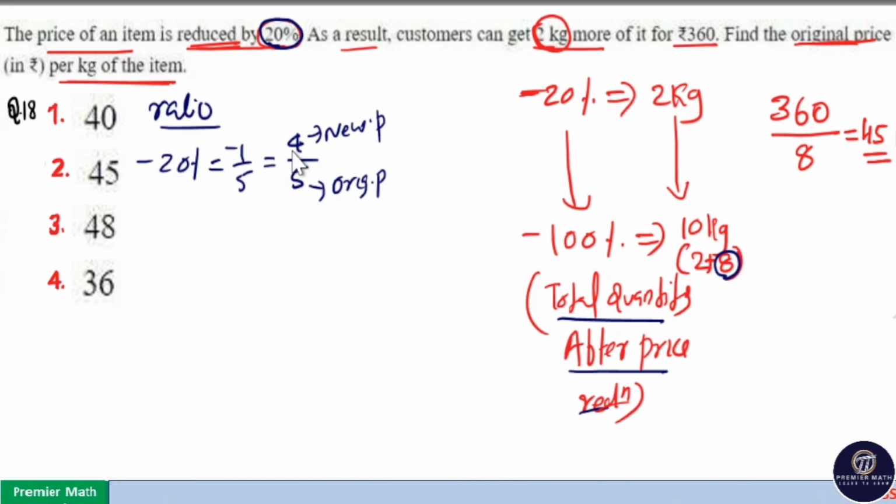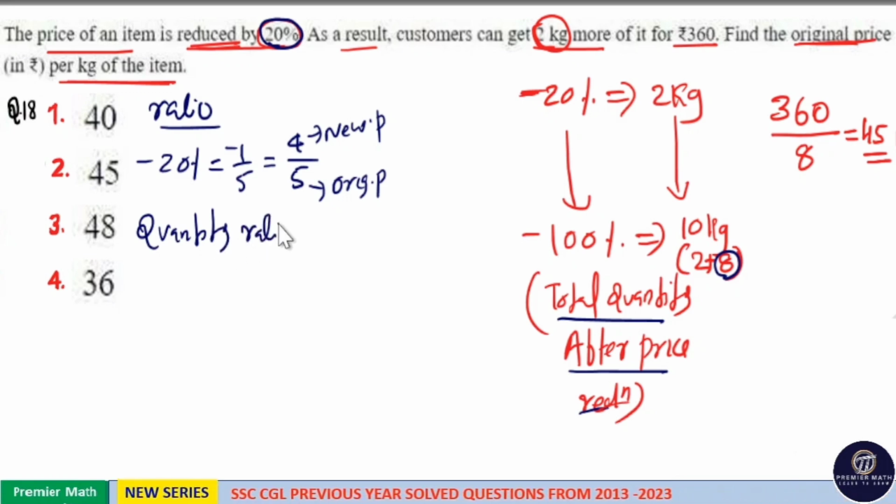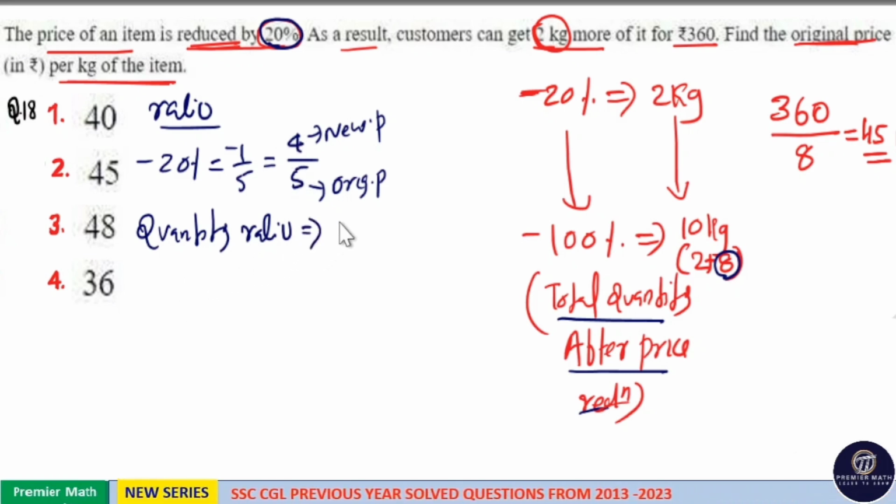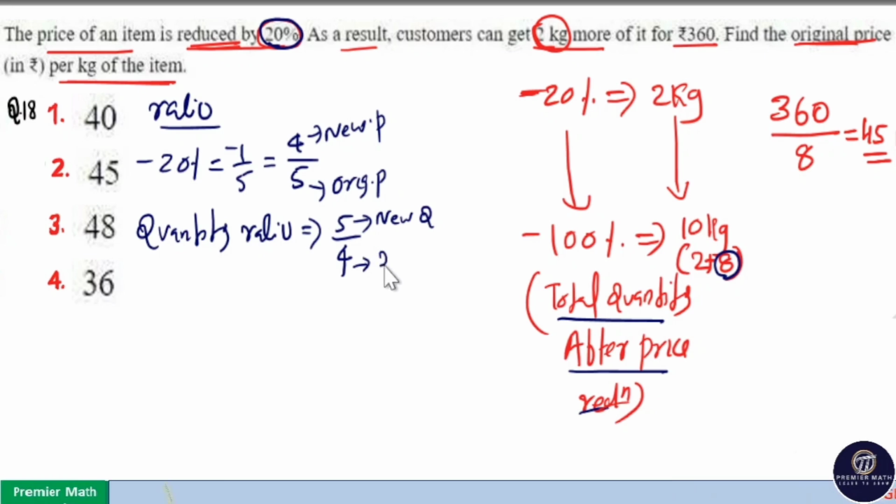Now this is the price ratio. We need the quantity ratio. Quantity ratio is the reverse of price ratio. That is, the price ratio is 4 by 5, then the quantity ratio is equal to 5 by 4. 5 by 4 means 5 parts is new quantity and 4 parts is original quantity.